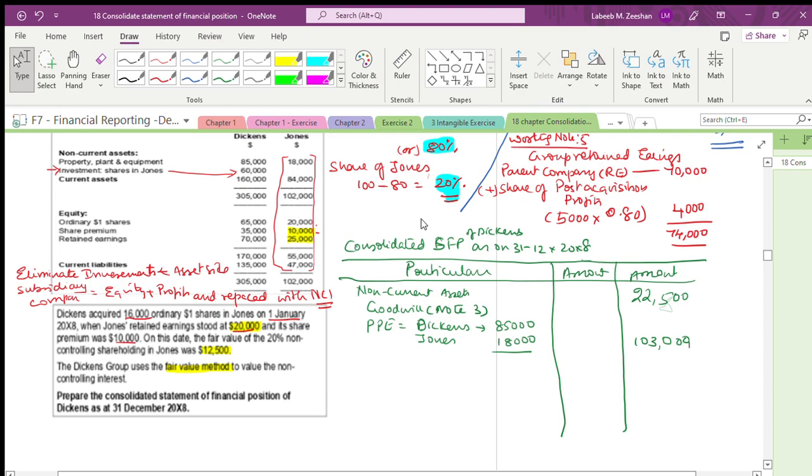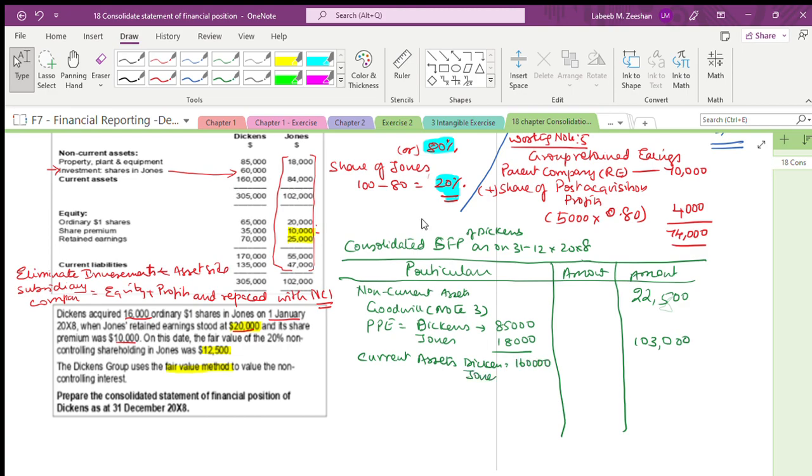Now you have current assets. How much are the current assets? Dickens, you have to write. How much is Dickens? 160. Jones is how much? 84. Total, it comes to how much? 244.